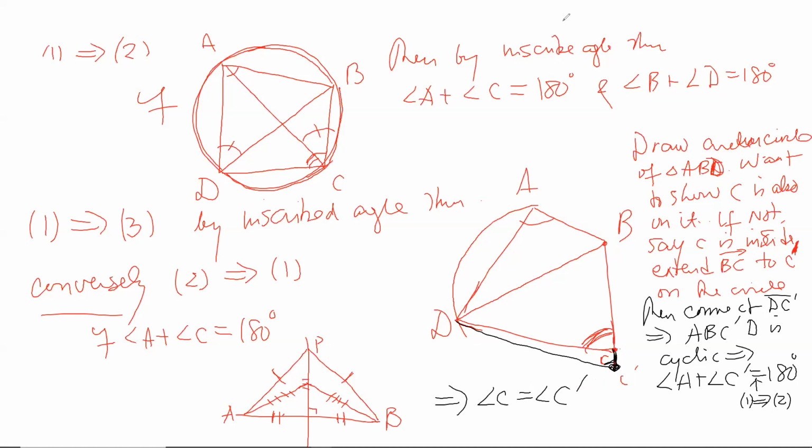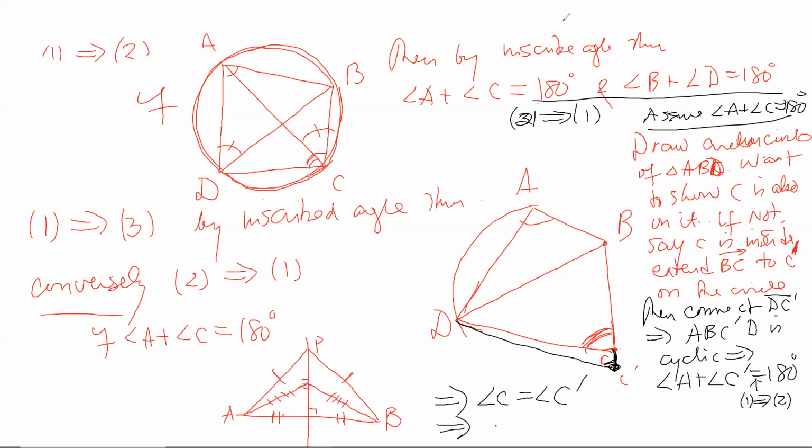Because we are assuming that, so assume that angle C plus angle A equal to 180. Yes? So we are talking about 3 implies 1. I mean, 2 implies 1. So we are assuming that this is true. Then we see that angle C equal to angle C prime, but that implies C must be equal to C prime. Do you agree?